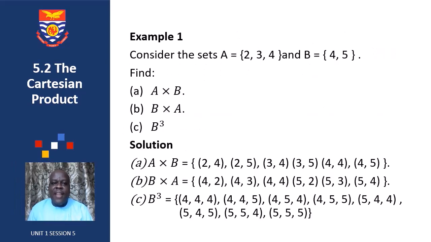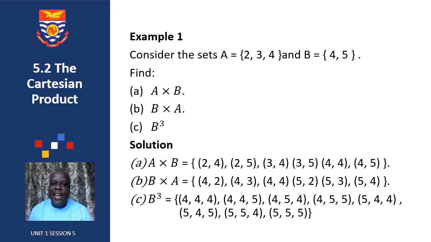Let's consider example 1 and take a look at the set A, which is made up of 2, 3, and 4. Then set B, which is made up of 4, 5. Find 1. A cross B, 2. B cross A, and 3. B cube.